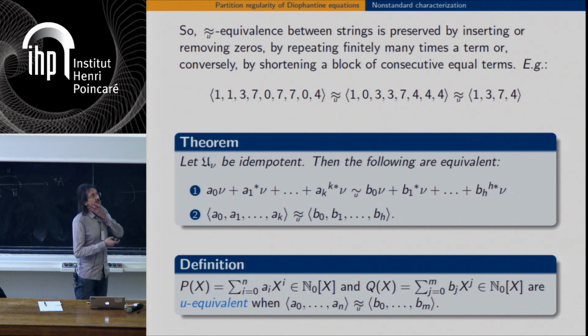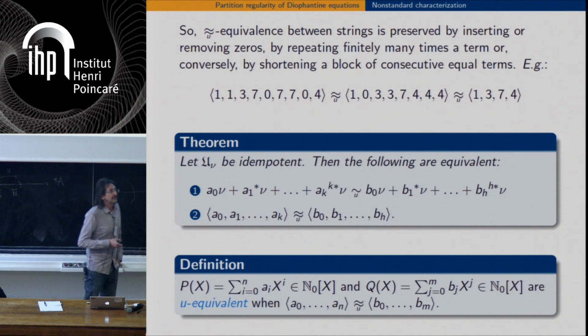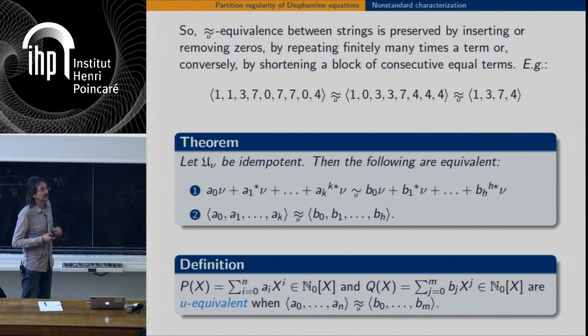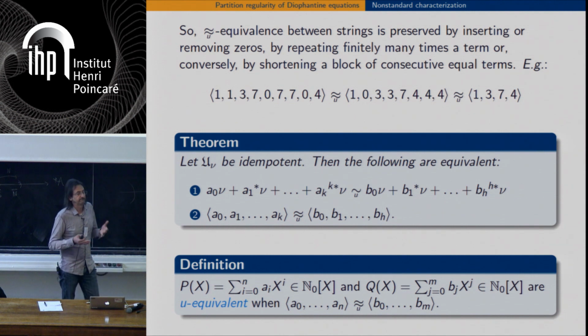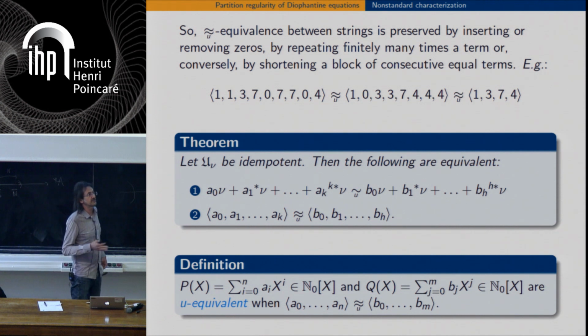So for instance, these two sequences are just the same as 1, 3, 7, 4 because they are obtained by putting some zeros here and there or by repeating numbers. Now this relation is precisely what is needed in order to have that two linear combinations of idempotents are the same. So if one wants to forget about the non-standard part and just prove some simple standard result, one could say that two polynomials are equivalent if the strings of coefficients are equivalent in that sense.